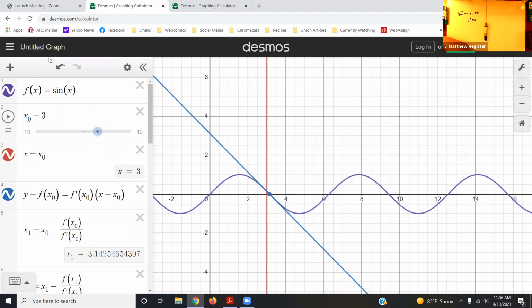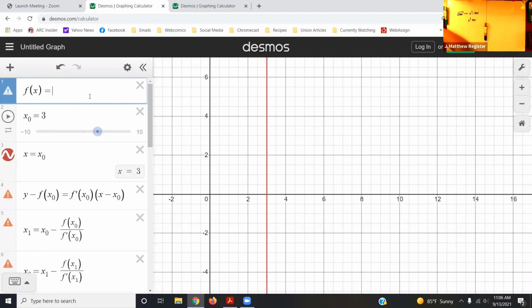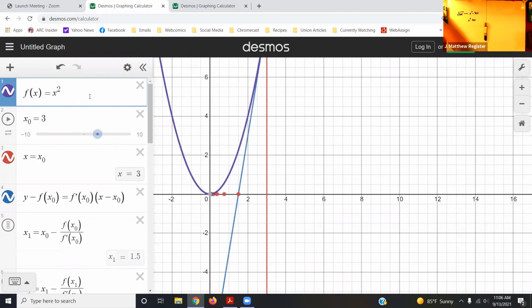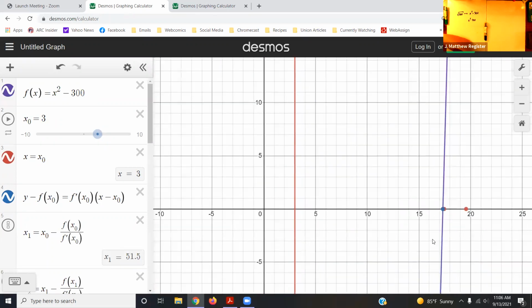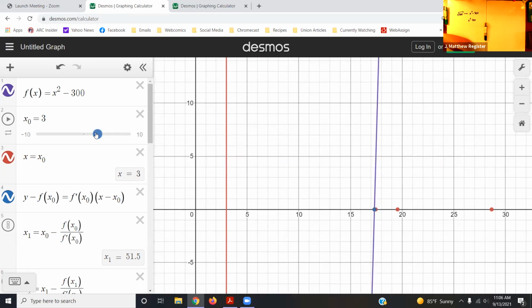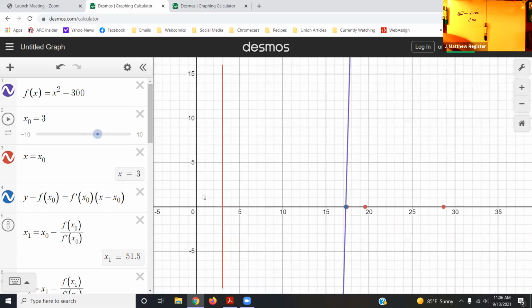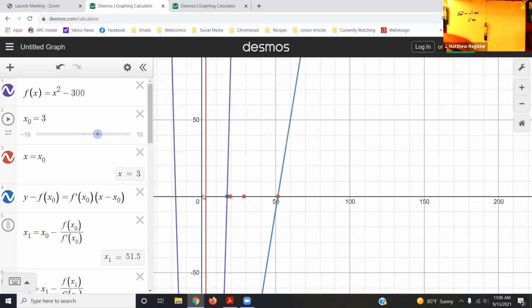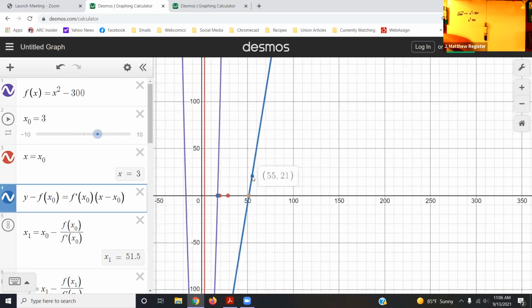So if we take the function x squared minus 300, notice over here, right now we're starting with an approximation of 3, which is a terrible, terrible approximation. And then this blue line is our first linearization.